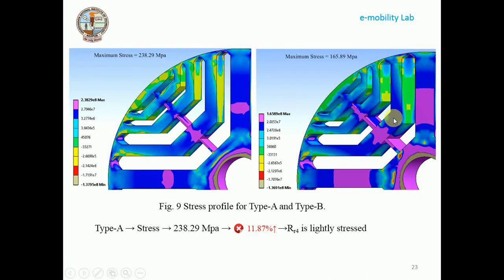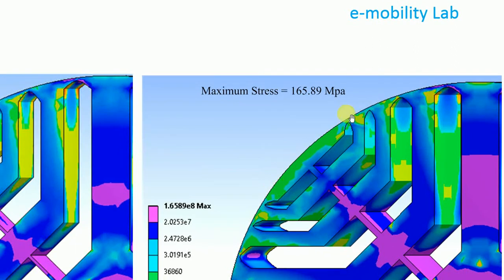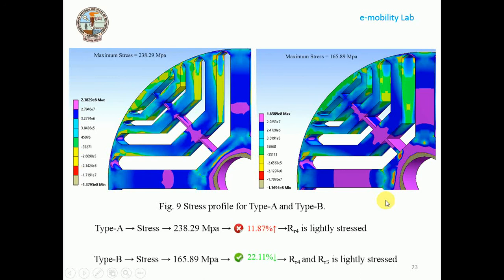What is happening in the 1 mm rib width? In the 1 mm rib width, these two ribs are lightly stressed, and the stress is coming to 165 megapascal. So this is acceptable for 1 mm rib width. We have a safety margin of 22%, and we have two ribs lightly stressed. So this is acceptable. But we should not consider only the mechanical robustness point of view. We should think about the electromagnetic performance also.